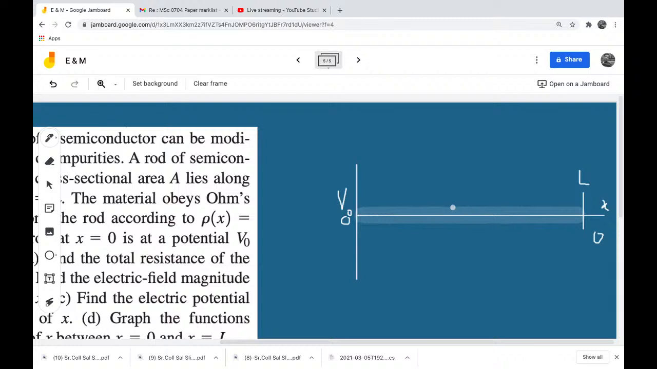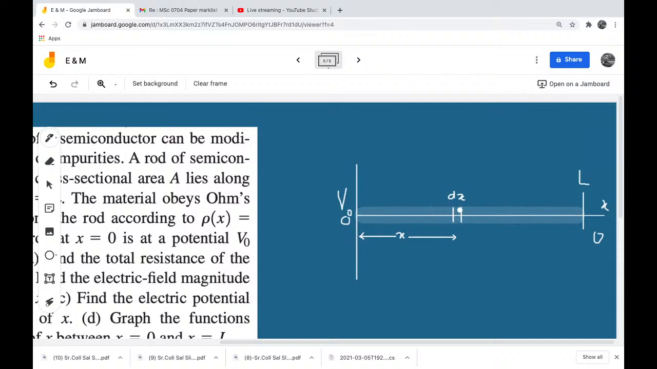So all you can do is divide the entire rod into a large number of small segments, each segment being infinitesimally thin. Remember, that's a very important idea. Each has a width dx, and you can select one element at a distance x from the origin.